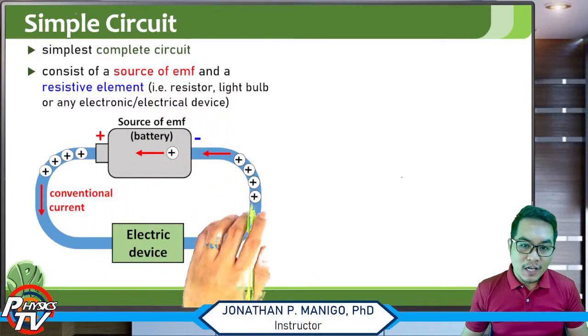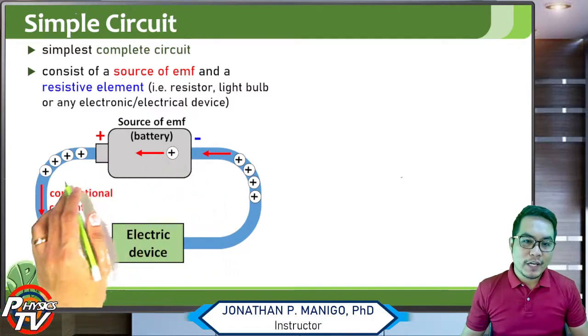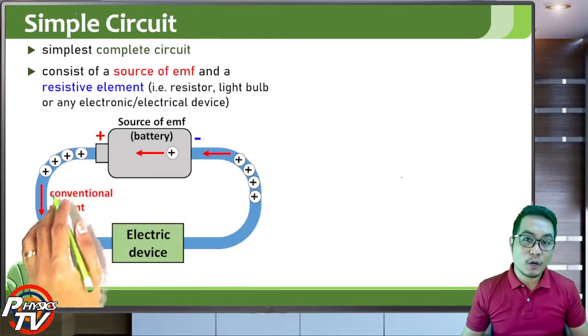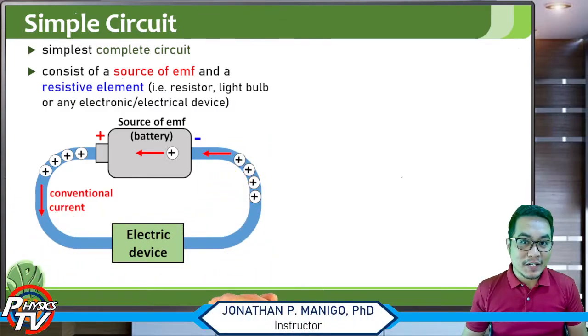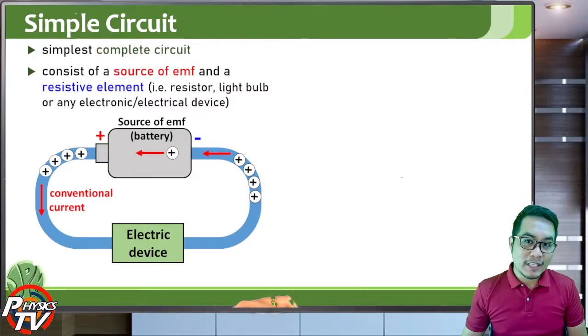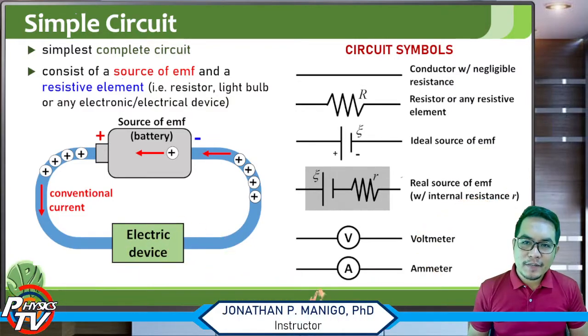A complete circuit forms a closed loop, such as this one. If there is a gap in that loop, then that's an incomplete circuit, and direct current will not flow in an incomplete circuit. Okay. So these are the different circuit symbols.